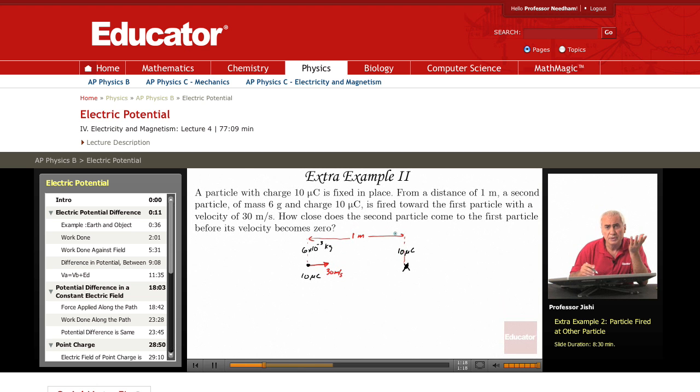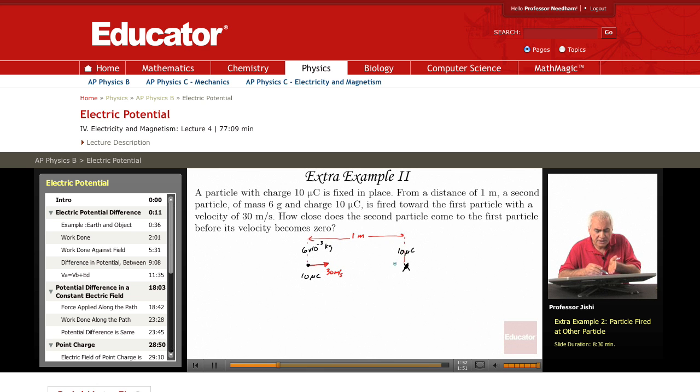Now, what is happening here? Why would its velocity become zero to begin with? This particle is given an initial velocity of 30 meters per second. But this particle also has the same charge, 10 microcoulombs. So there's repulsion between them. So there's a force of repulsion. This charge is pushing the other charge away.